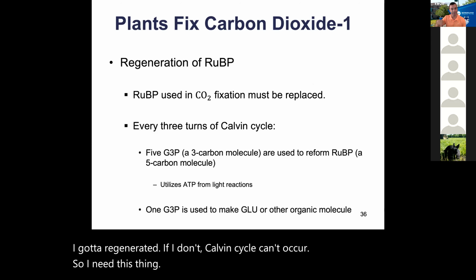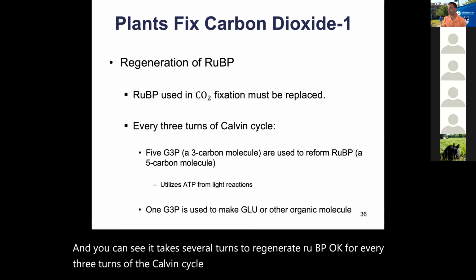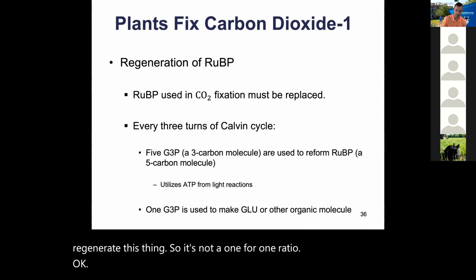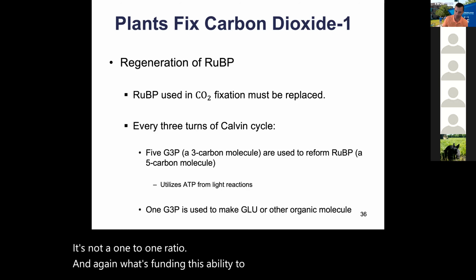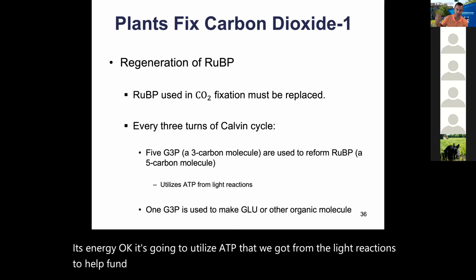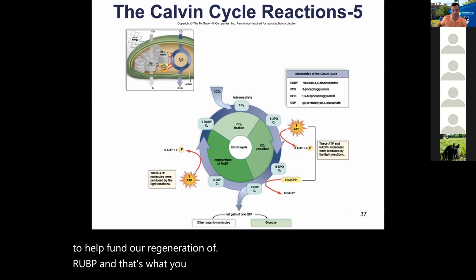And you can see it takes several turns to regenerate RUBP. For every 3 turns of the Calvin cycle, that's how many we need to be able to regenerate this thing. So it's not a 1-to-1 ratio. And again, what's funding this ability to regenerate this RUBP? It's energy, okay? It's going to utilize ATP that we got from the light reactions to help fund our regeneration of RUBP.